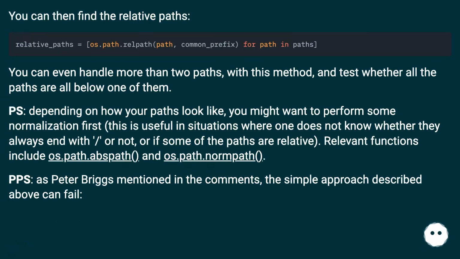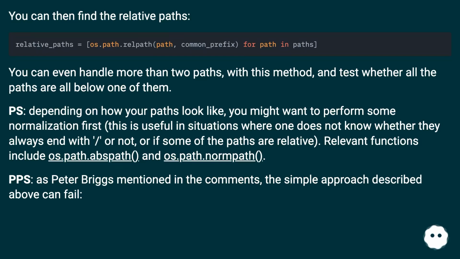You can even handle more than two paths with this method and test whether all the paths are below one of them. P.S. Depending on how your paths look, you might want to perform some normalization first. This is useful in situations where one does not know whether they always end with / or not, or if some of the paths are relative. Relevant functions include os.path.abspath and os.path.normpath.